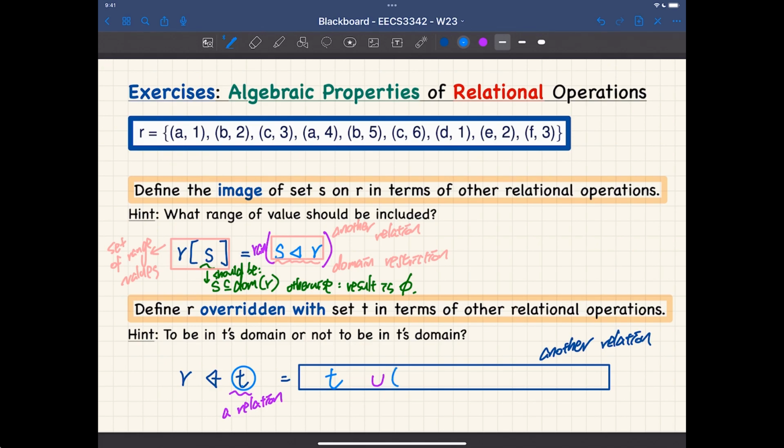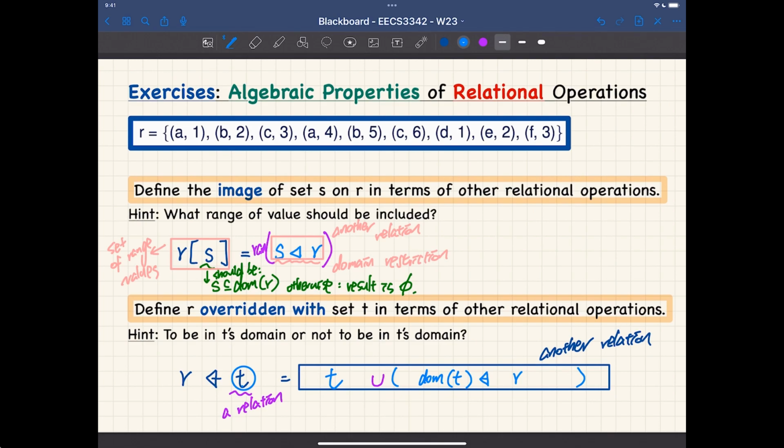It's going to be another relation over here. I want to get the original R over here, but I want to filter out anything that has to do with the domain value that's in the domain of t. Are we okay so far? Okay.